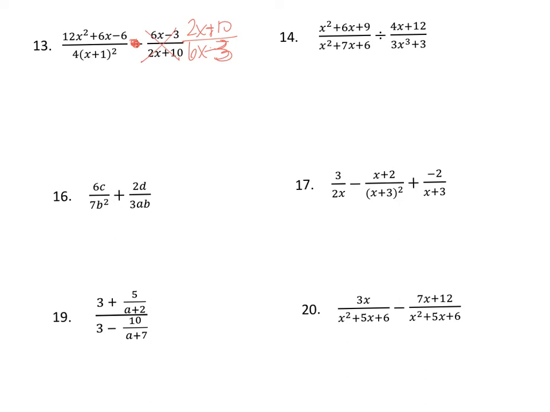When we look at domain restrictions on division, we have to look at both the numerator and the denominator of the second fraction, because you're dividing by that fraction. So if any of it's 0, you're dividing by 0. So that's something we have to think about when we write that down.